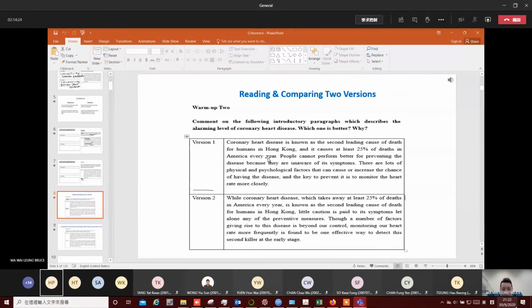Will you please read these two versions? These two versions have the same topic. The content is quite identical, but they are written differently. Will you please tell me which one is a better version? I remain open about better. You define what better means, all right?